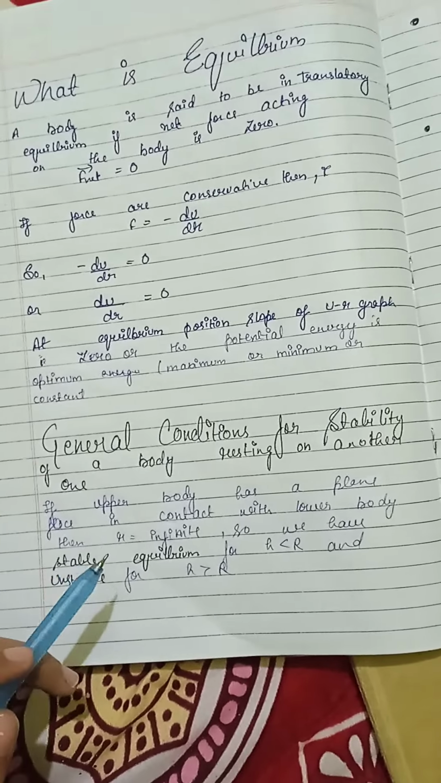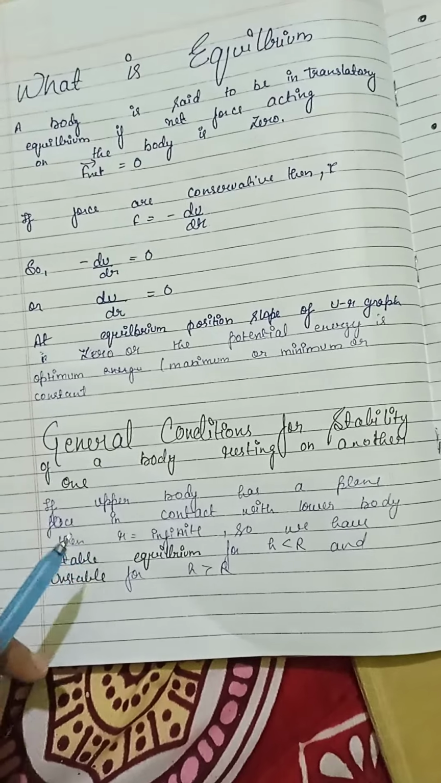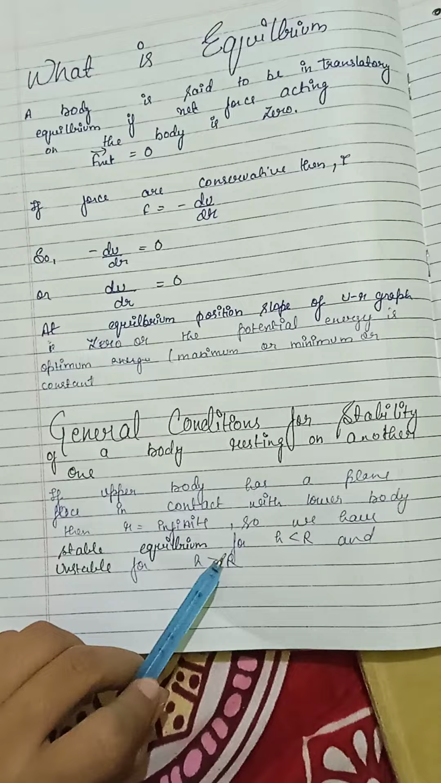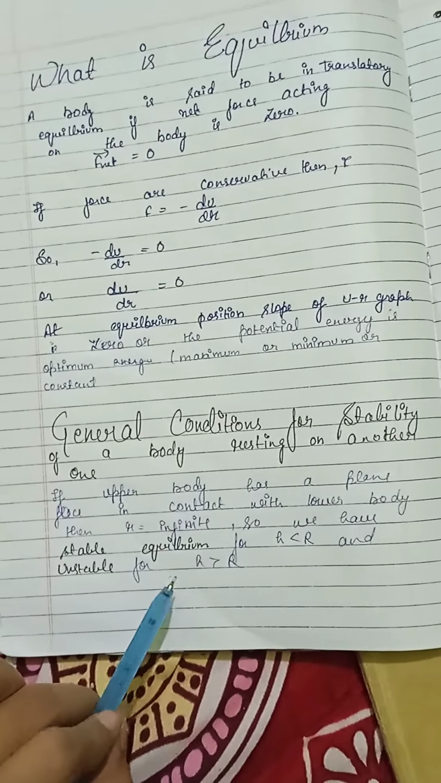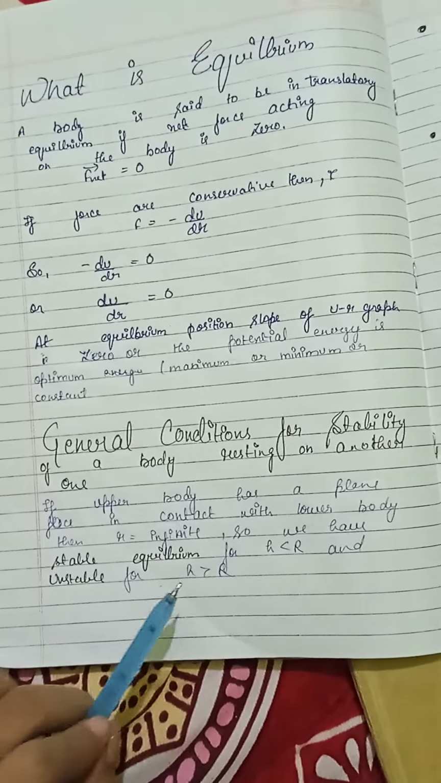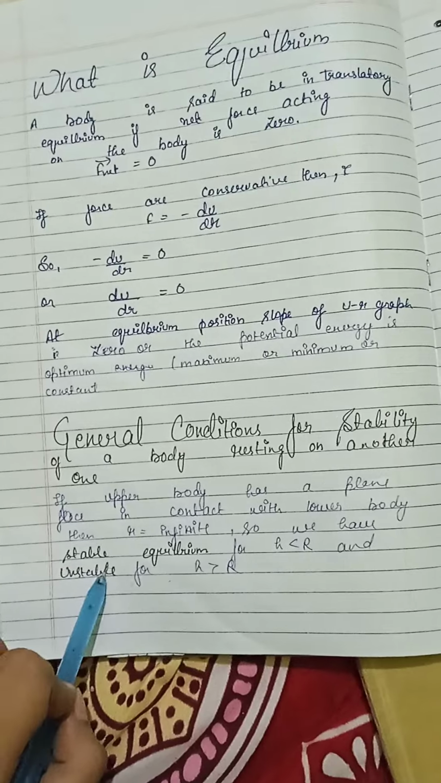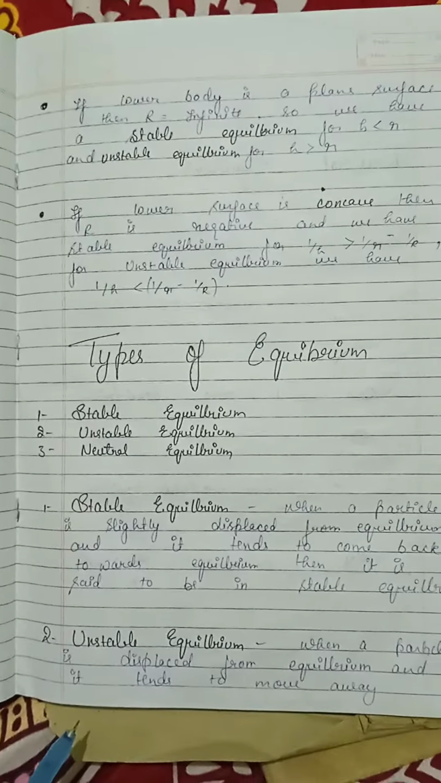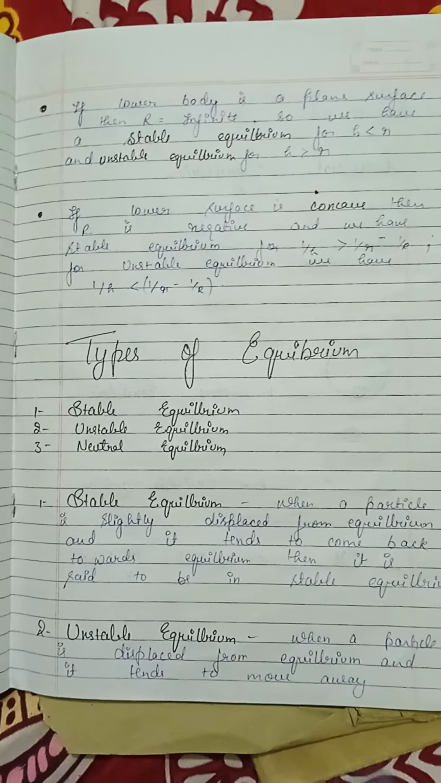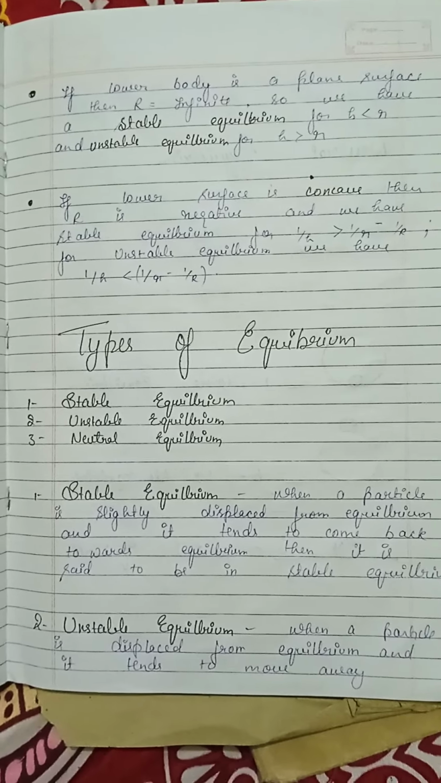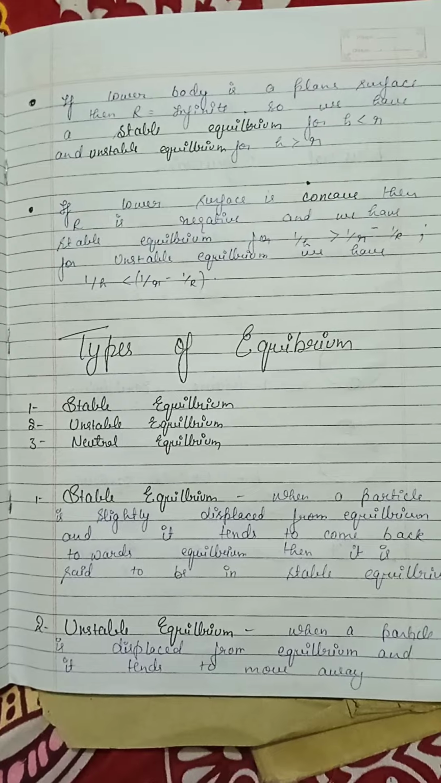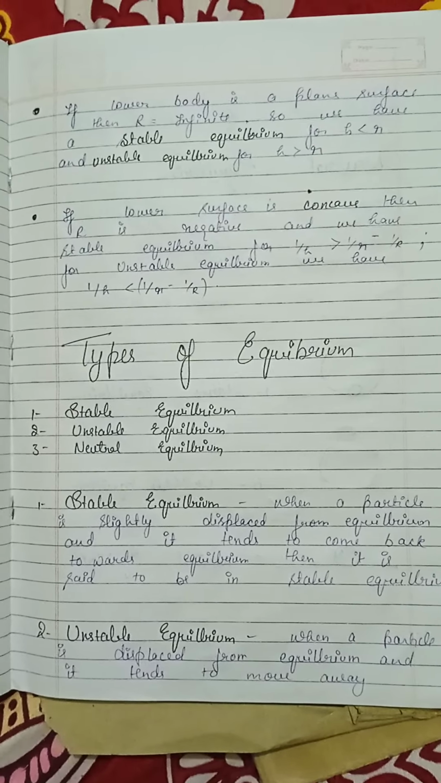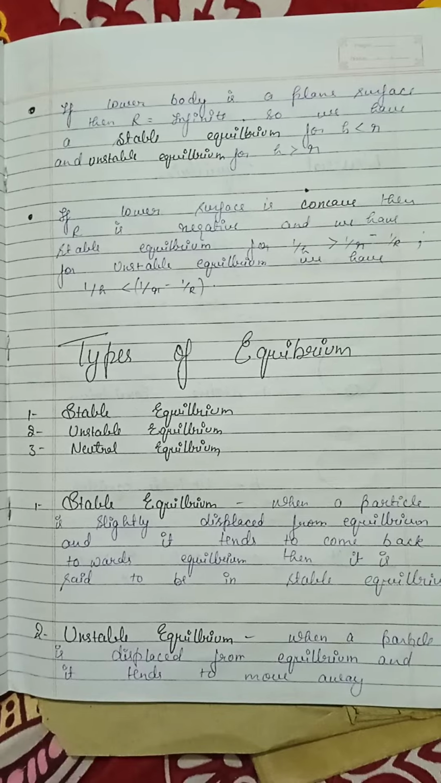If the upper body has a plane face in contact with the lower body, then R is infinite, so we have a stable equilibrium, and for that H must be less than R. And for unstable equilibrium, H must be greater than R. Now if the lower body is a plane surface, then R is equal to infinite. So we have a stable equilibrium for H less than R, and unstable equilibrium for H greater than R.